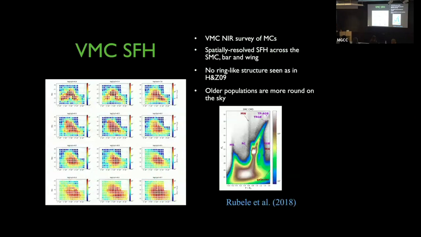We also have the VMC survey, and I think Maria-Rosa will tell us much more about this, but this is a big near-infrared survey of the Magellanic Clouds. They were able to produce spatially resolved star formation histories, which you can see here. This is a range of ages from youngest to oldest. One of the things that Harris and Zaritsky found was that the SMC had a ring structure, which they don't see in the VMC data. Also, as you can see here, the older populations seem much more regular and round, while the younger populations have a more irregular shape.